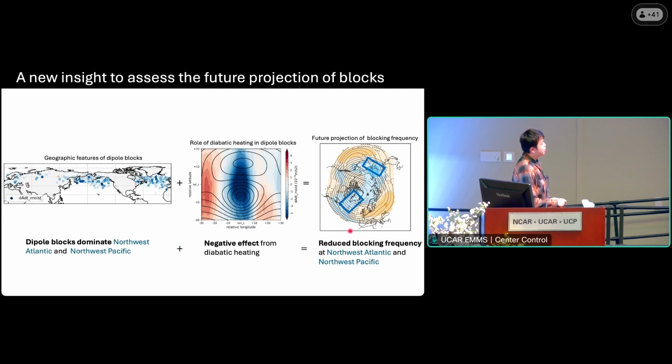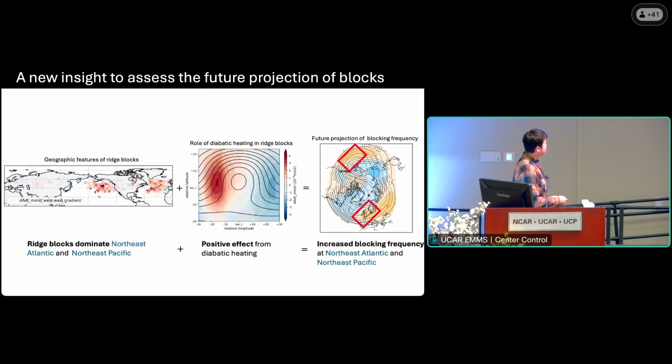And this is exactly what we can observe from this future projection plot. Similarly for ridges, ridge block is dominant at Northeast Atlantic and Northeast Pacific, and ridge block overall experiences a positive effect from diabatic heating. And we can naturally expect the increased blocking frequency at Northeast Atlantic and Northeast Pacific.